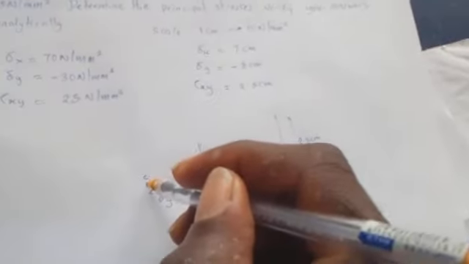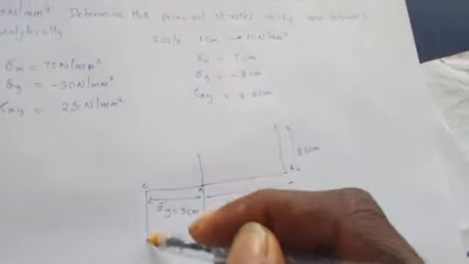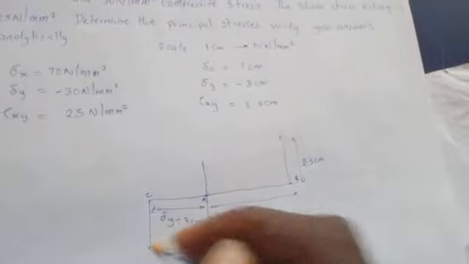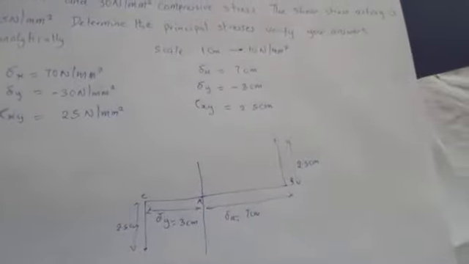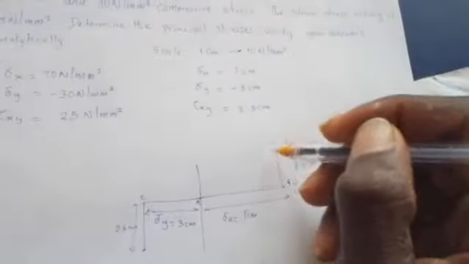That's our shear. Then you come to this side of C. You measure 2.5 centimeter. From here to here, it's 2.5. So let's call this point D and this point E.